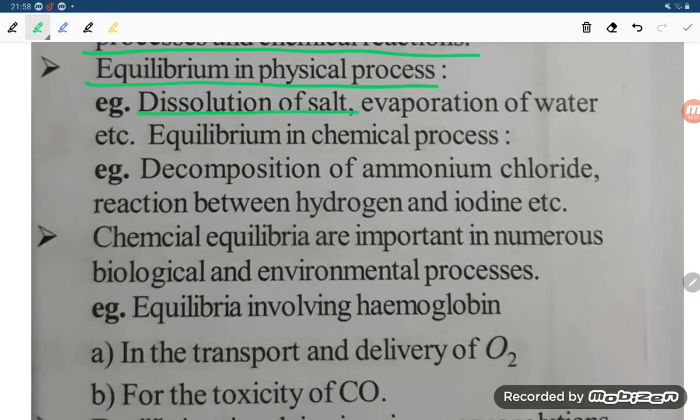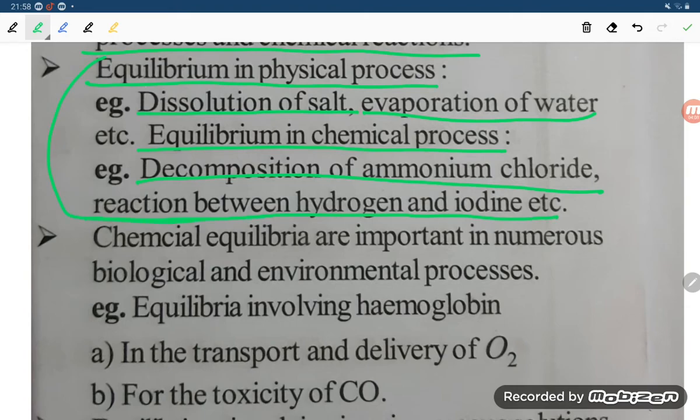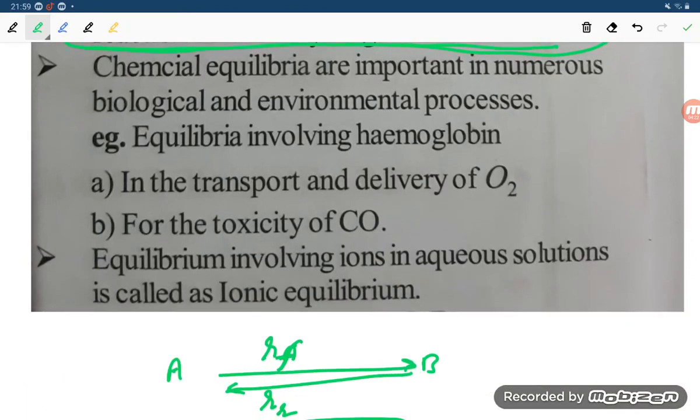Examples include dissolution of salt, evaporation of water; and for chemical processes, decomposition of ammonium chloride, and the reaction between hydrogen and iodine. Dissolution of salt into water is a physical equilibrium, where the phase is getting changed.